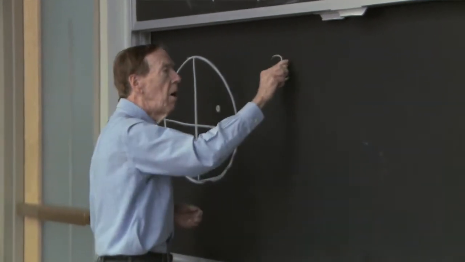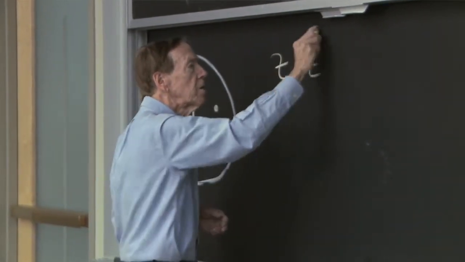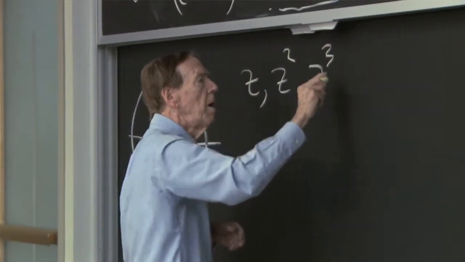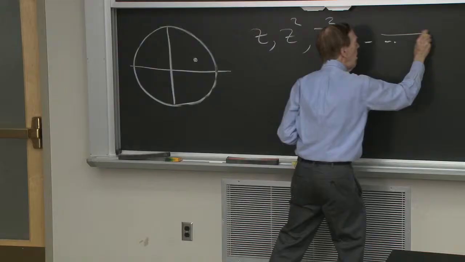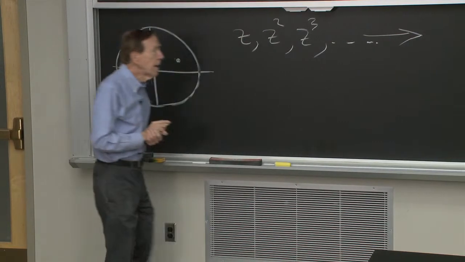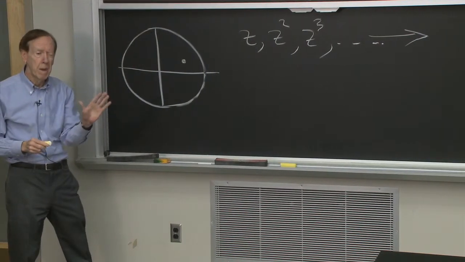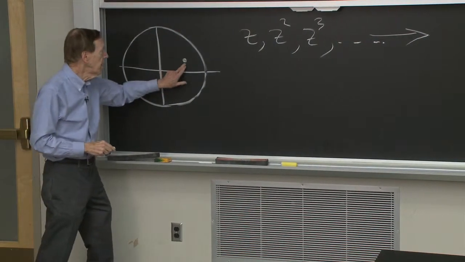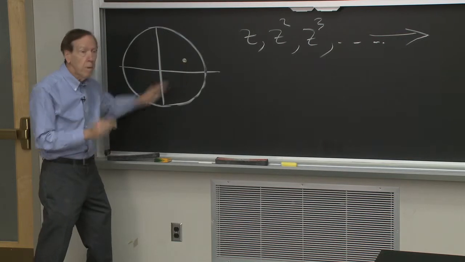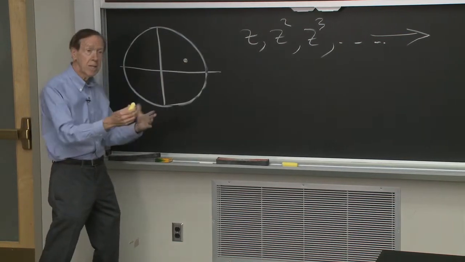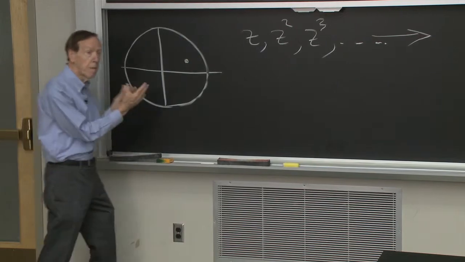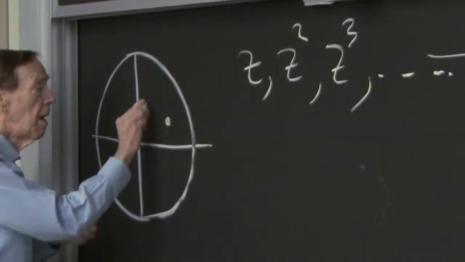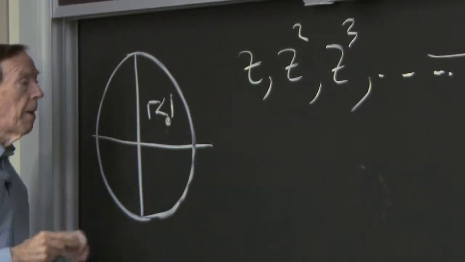Start with z. Look at z, z squared, z cubed, forever. What do I get in the limit? So I take that number z. The point about that number z is that it's inside the unit circle. What does that mean? It means r is less than 1 in here.